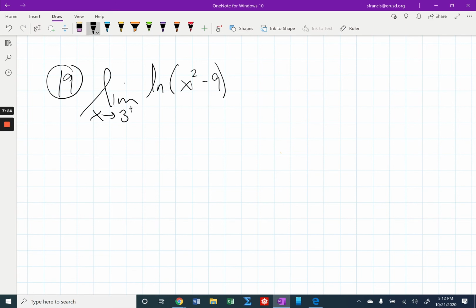So the way I'm analyzing this, because I have this composition, this inner function and this outer function, I'm going to take a look at the behavior of the inner function as x is getting closer to 3 from the right. And then whatever that behavior is, I'm going to look at that trend in the natural log graph for its inputs. So since this is getting closer to 0 from positive numbers, I look along that trend here and look at the outputs and see what it's doing. It's going down that way.